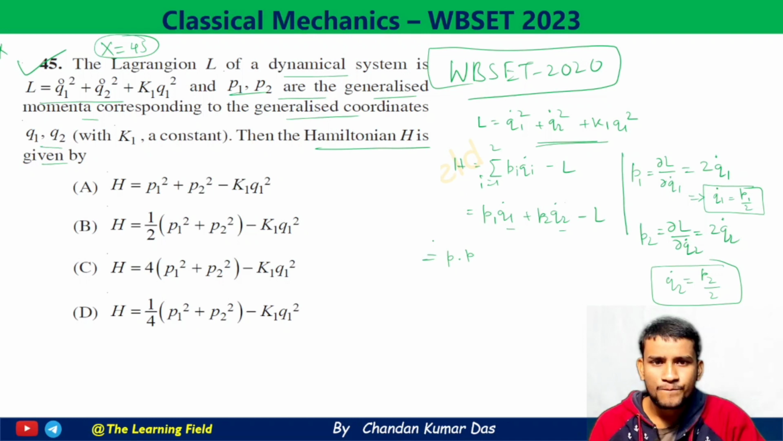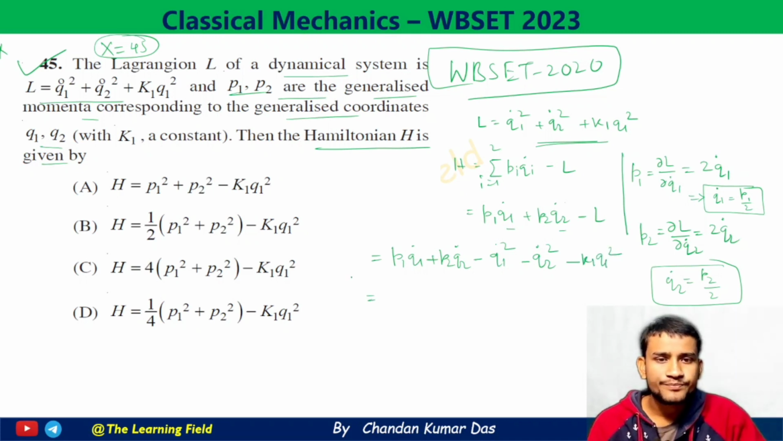So first we just calculate, then we write. p1 q1 dot plus p2 q2 dot minus L. L means minus q1 dot square minus q2 dot square minus q1 square.